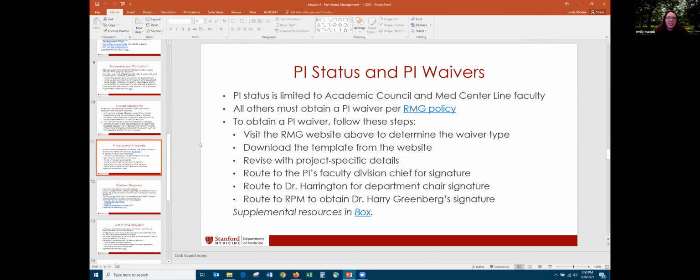All right, PI status and PI waivers. Okay, so PI status is limited to the academic council and med center aligned faculty. All others have to obtain a PI waiver per the RMG policy.